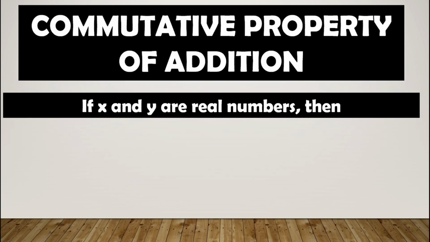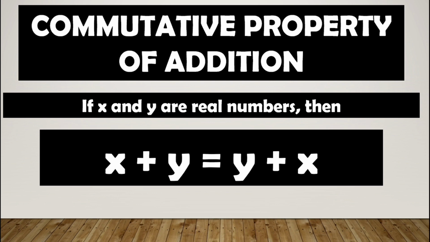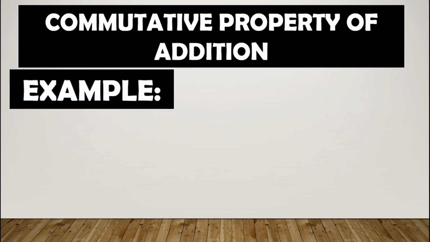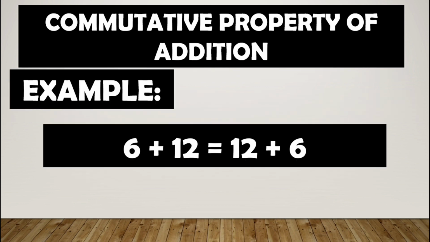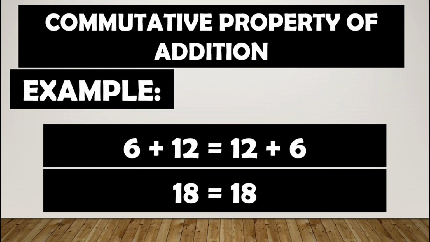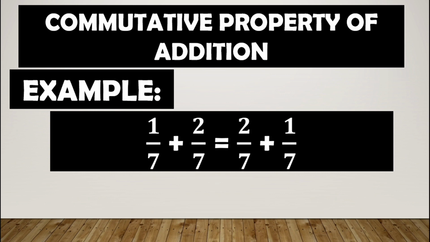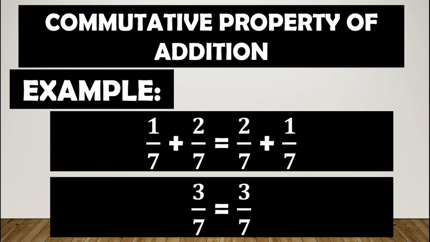Commutative property of addition. If x and y are real numbers, then x plus y is equal to y plus x. Example, 6 plus 12 is equal to 12 plus 6. Here, left side of our equation is 18, and it is equal to the right side of our equation, which is also 18. Another example, 1/7 plus 2/7 is equal to 2/7 plus 1/7. Here, left side of our equation is 3/7, and that is equal to the sum of the right side of our equation, which is also 3/7.